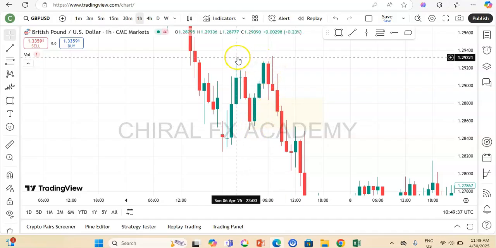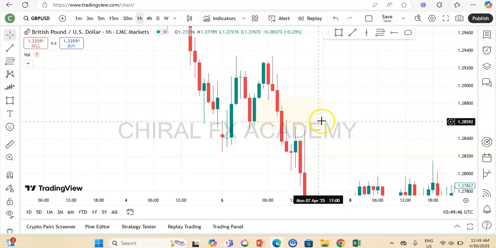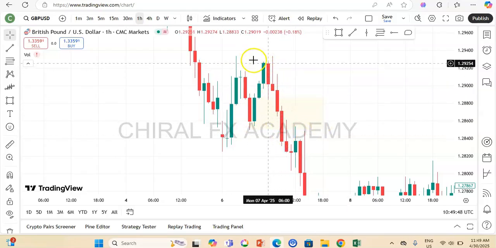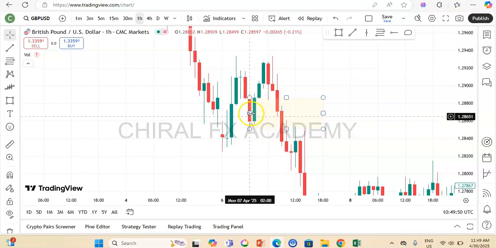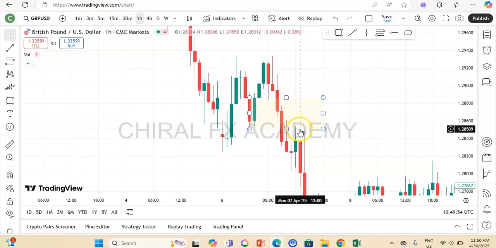Okay, if it didn't take out this high, let me check. Okay, it took it out now. So if it took it out, then that is a breaker block. But if it is not, it is a mitigation block. So whichever one. If it didn't take it out, then that means it's a mitigation block. Then as the market just came back to it, you should be selling there, right there.